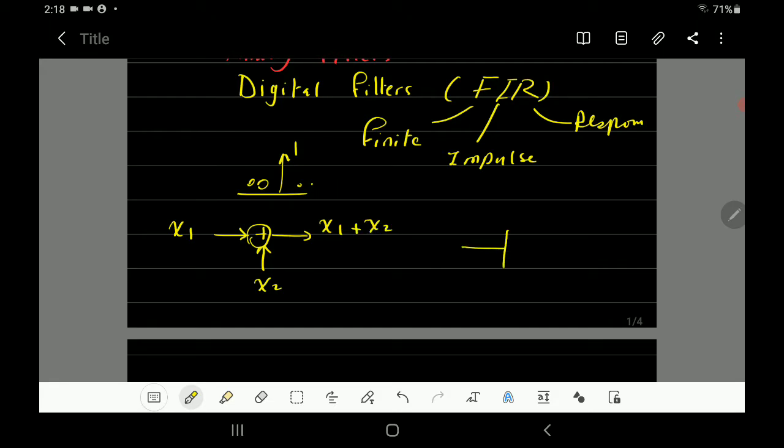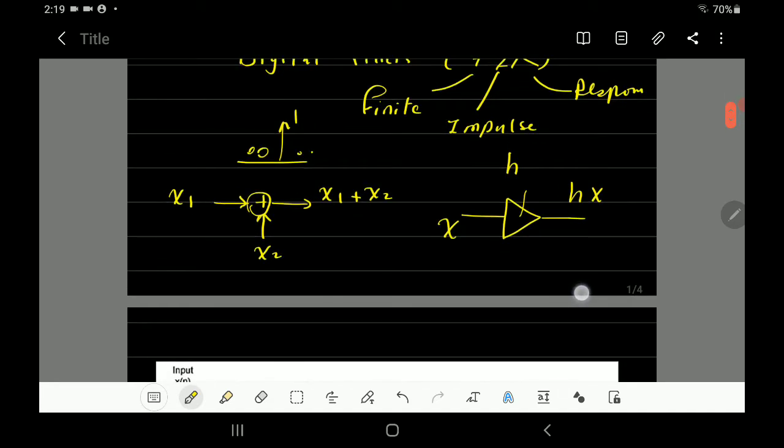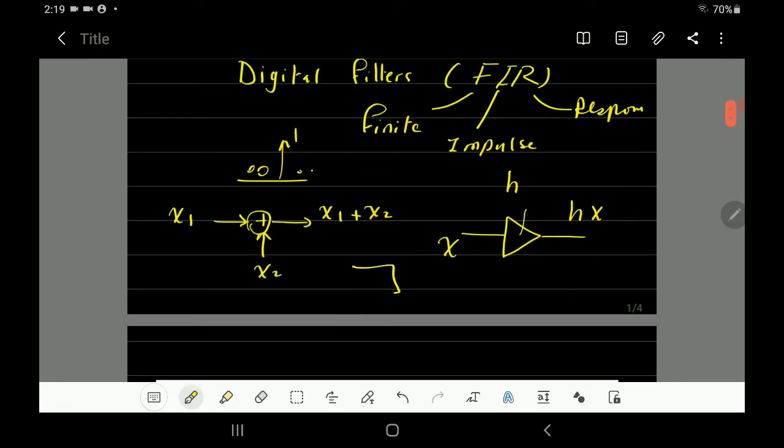Multiplication or amplification will look like that. If you have signal x, and this one has amplification called h, the output will be h times x. And another one, the delay. The delay will look like that, represented by z minus 1. If you have x of n, it will be delayed by 1 unit only, and will be x of n minus 1. If you have z minus 2, it will be x of n minus 2, and so on. So z minus 1 makes a delay of only 1 unit, n minus 1.